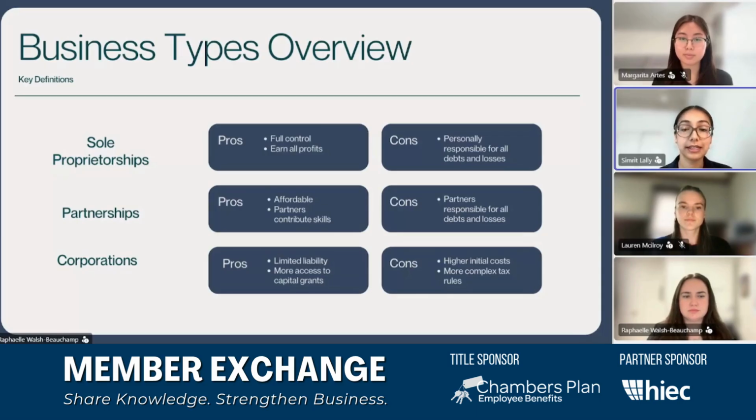A corporation is a legal entity that is separate from its owners. This means that the business itself is responsible for all debts and obligations. Businesses can choose to incorporate federally or provincially, depending on where they want to operate. The primary benefit of this type of business is that owners have limited liability, meaning that their personal assets are protected. Another benefit is that corporations also have typically greater access to funding, investors, and grants. The main disadvantage of a corporation model is the larger upfront cost.